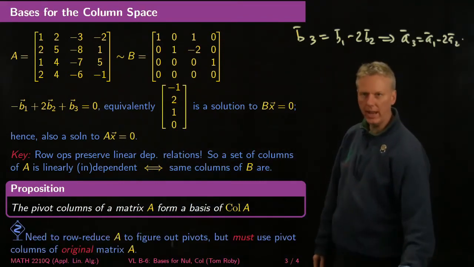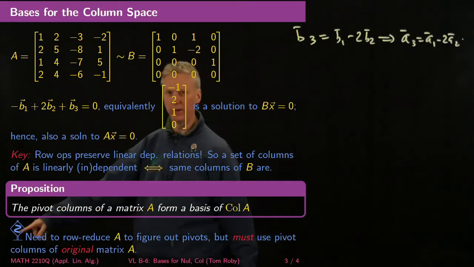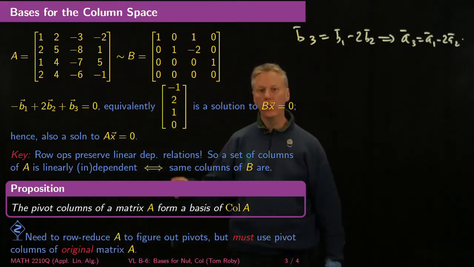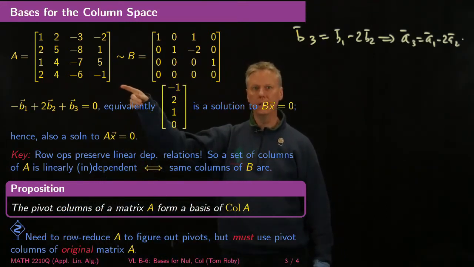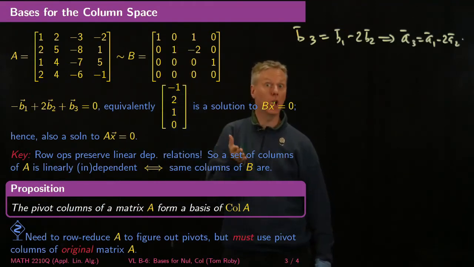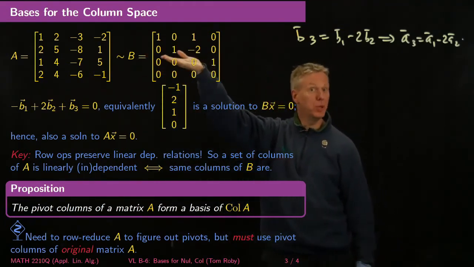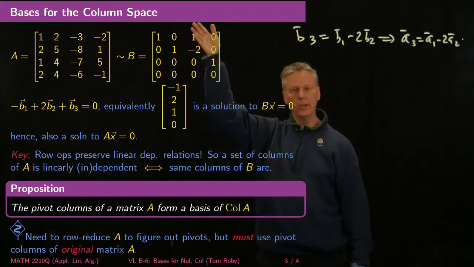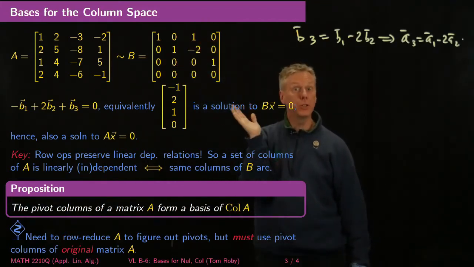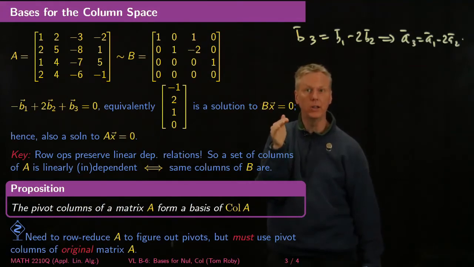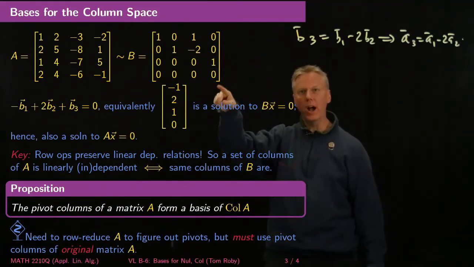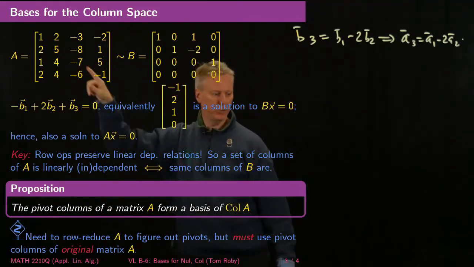Now, this is the dangerous bend sign, which means there's something to be careful about. We need to row reduce A in order to figure out what the pivots are. We may not have to put it in row reduced echelon form. Of course, if you have a computer, then you might as well. But you need to row reduce it far enough to figure out which ones are the pivot columns and which ones are the non-pivot columns. And then you're going to take the pivot columns of your original matrix.